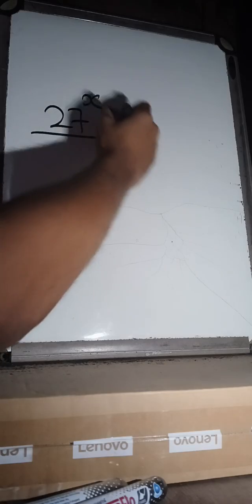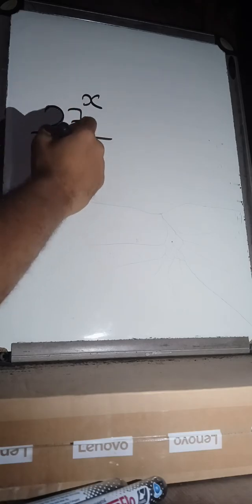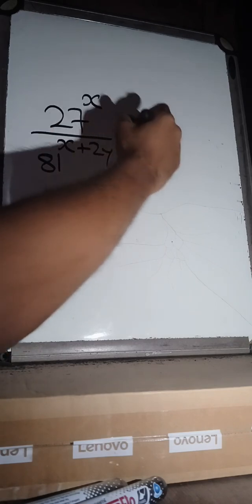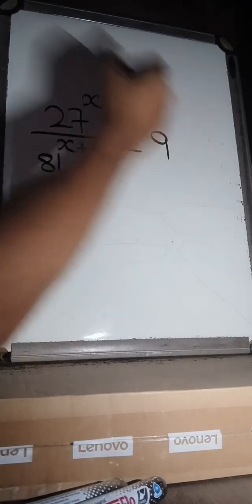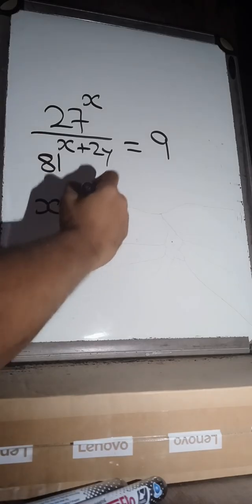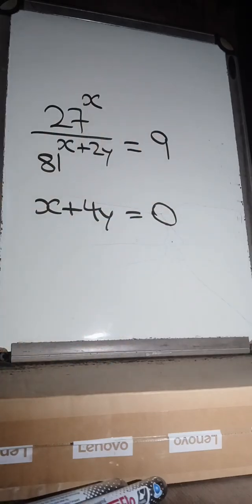Alright. So let's look at this one. We have 27 raised to the x divided by 81 raised to the x plus 2y. All of that is equal to 9. And we also have x plus 4y equals 0.